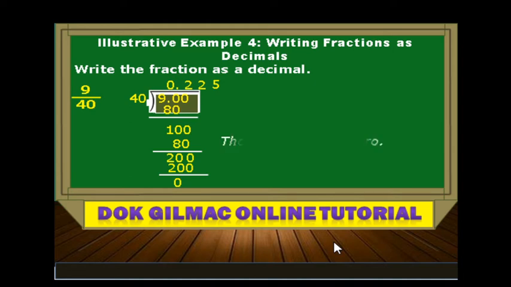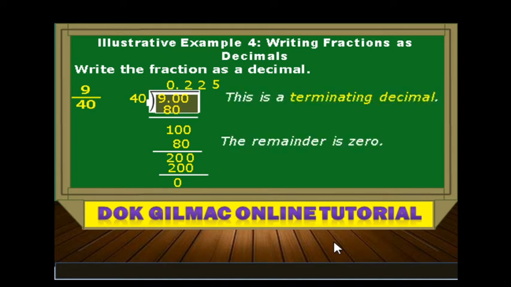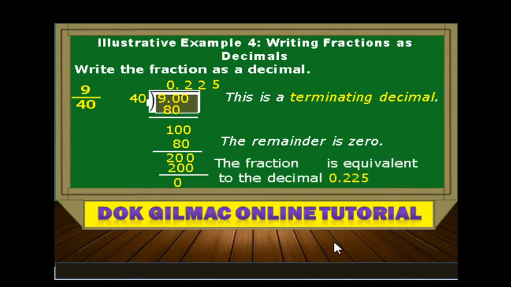The remainder is 0. So therefore, this is a terminating decimal. The fraction 9 over 40 is equivalent to 0.225. So take note of that.